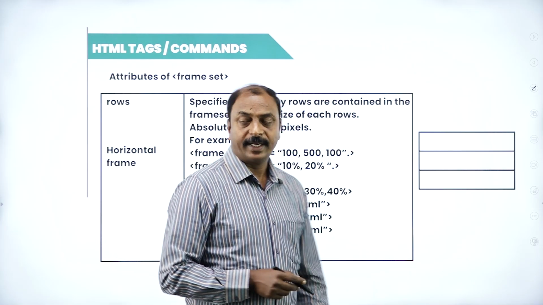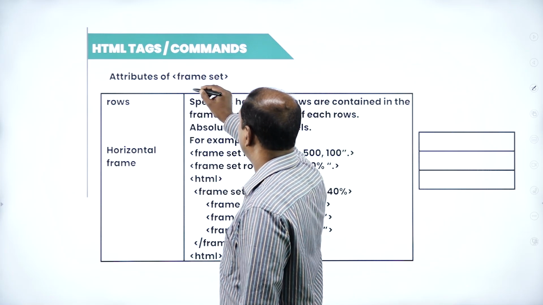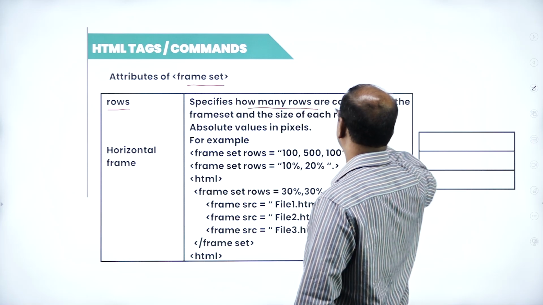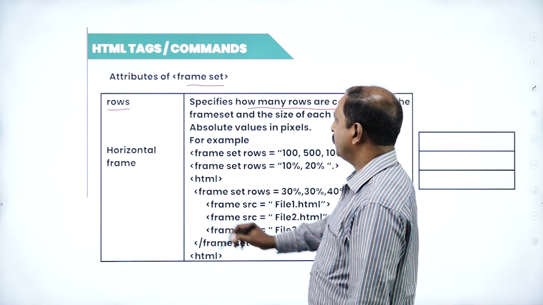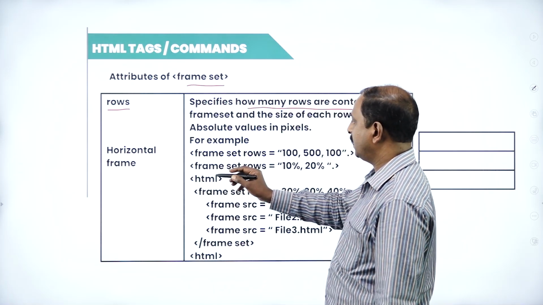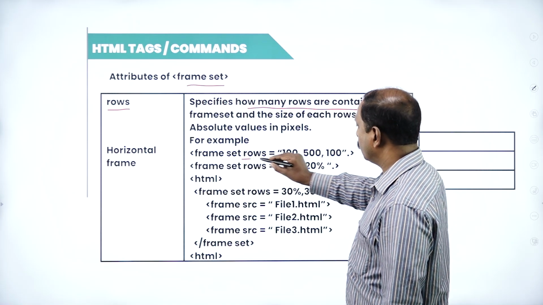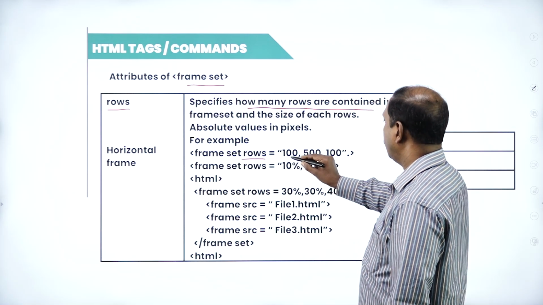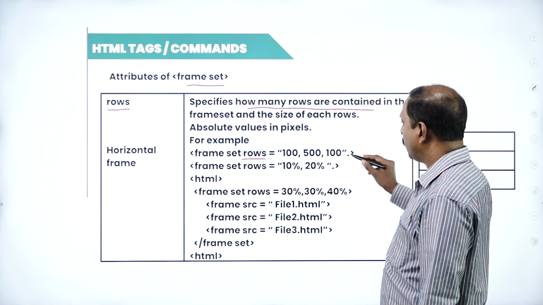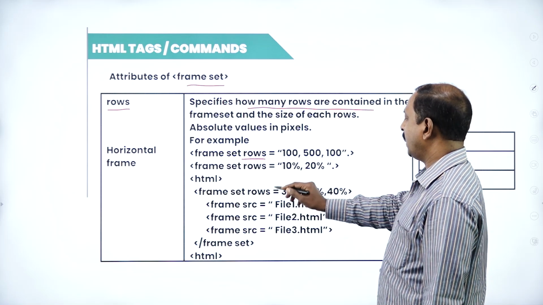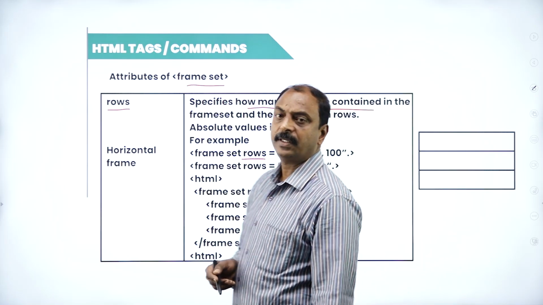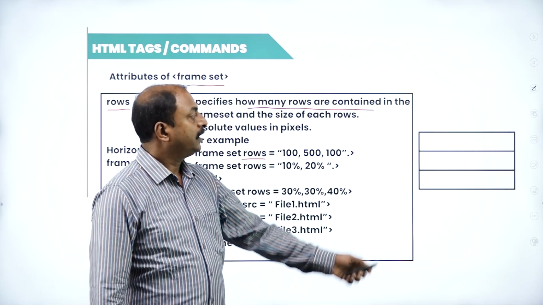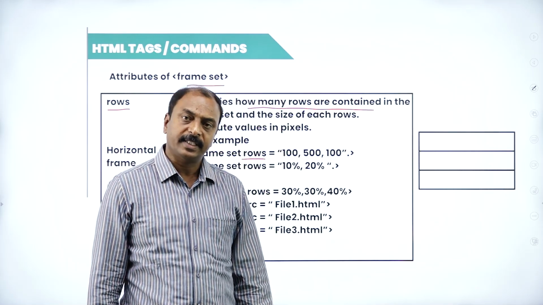Now let us see the next one, which is rows. The frameset attribute is rows. Rows specify how many rows there are in a frameset, so it is called a horizontal frame. Again, the syntax is frameset rows. In the previous slide we wrote COLS for columns; here it is rows. There are three values here, so there are three rows. Again, almost the same HTML commands. Accordingly, we are going to divide this web page into three rows or three sections.